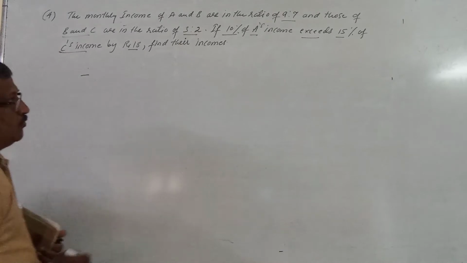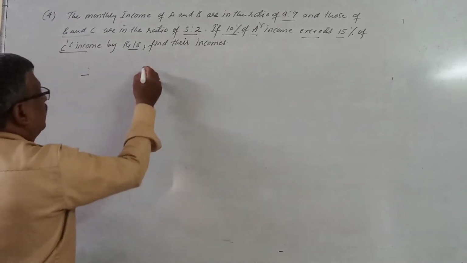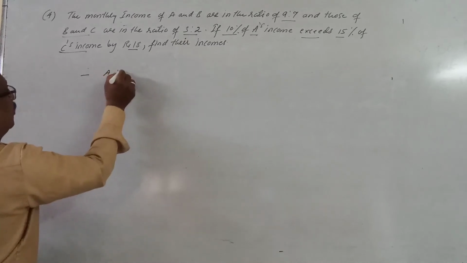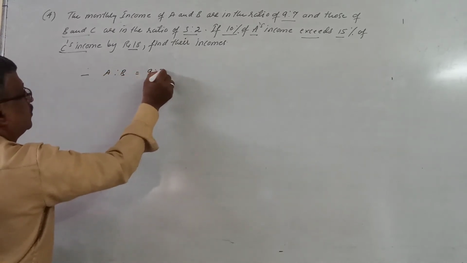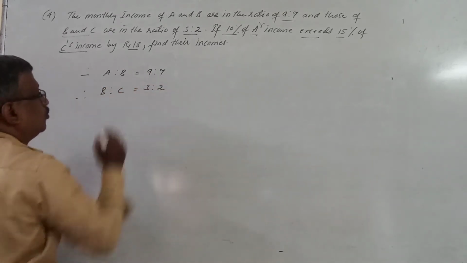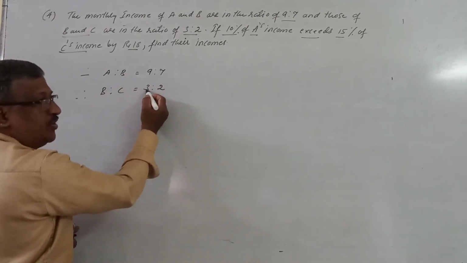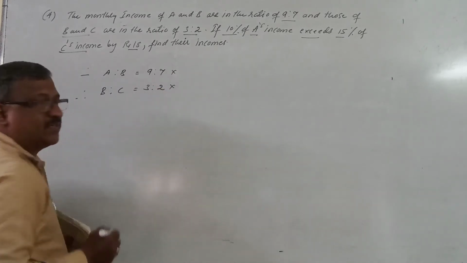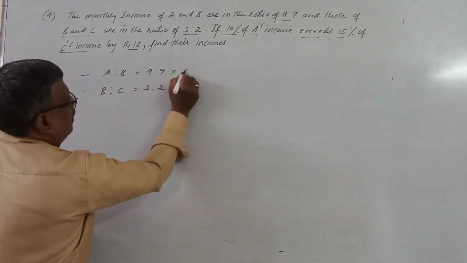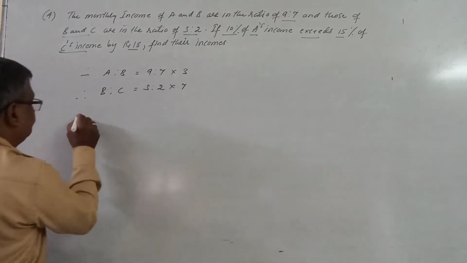So first, what do you do? Whatever ratios of monthly income they have given, write those ratios one below the other. The ratio of monthly income of A and B, A is to B, is 9:7, and that of B and C is 3:2. Clear? Now see what is common here. Common is B here, but is B the same in both? It is not the same. So we have to make it the same by doing the cross multiplication. The first ratio you multiply by 3 and the second ratio you multiply by 7, and get the new ratios.